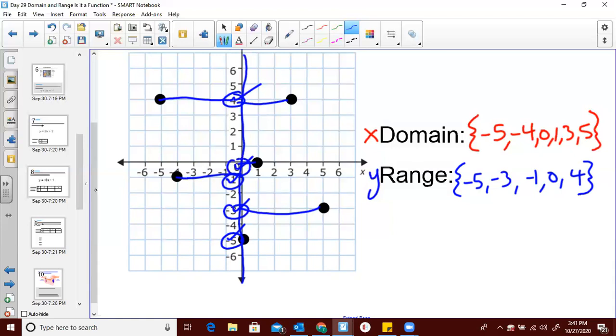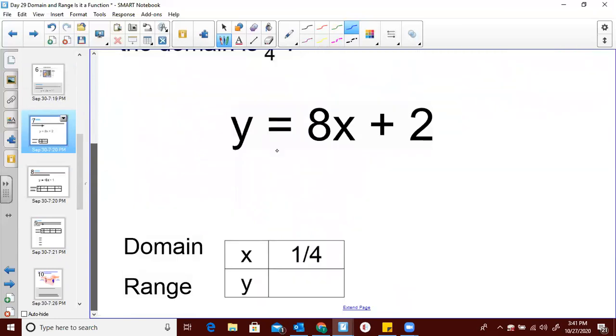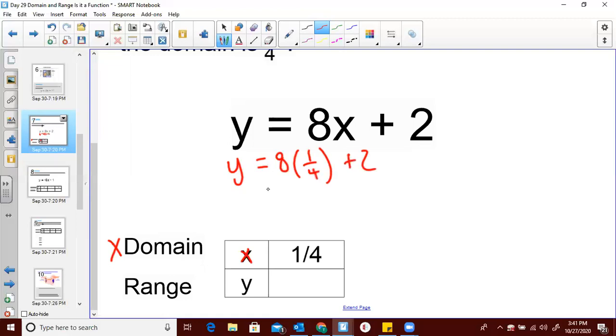All right, so now we're going to talk about what is the range in the function below when the domain is 1/4. Okay, so we have a function. And we know that our x value, our domain, right, because we know that domain is x, and we have our x value right here is going to be 1/4. So one way you can do this is you can simply put in a 1/4 for everywhere that you see x. Right, add 2 to that. So you will have y equals, let's see, 8 times 1/4, or 8 divided by 4 is 2. Bring down what we don't use. And y is going to equal 4.